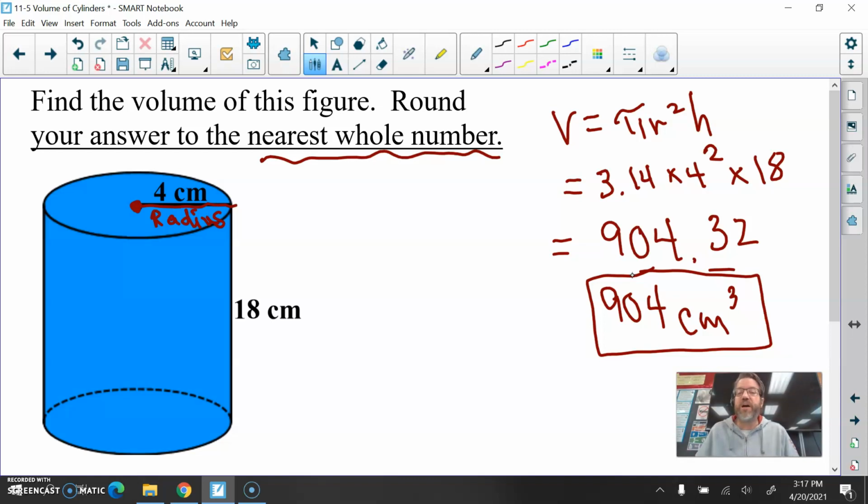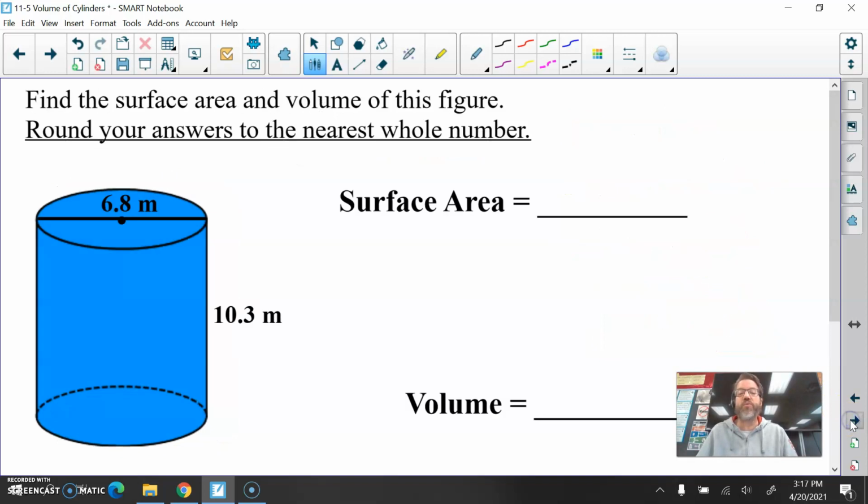All right. By the way, don't forget how to find surface area. In fact, maybe we'll just look at one more quick question. And on this one, I want to find the surface area and I want to find the volume. Let's do the tough part first. And look, we have these decimal values. Yuck! Aren't you glad we get to use calculators?